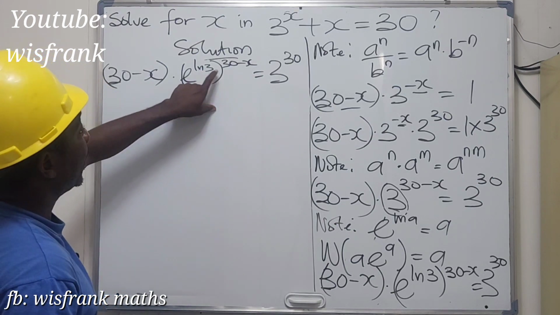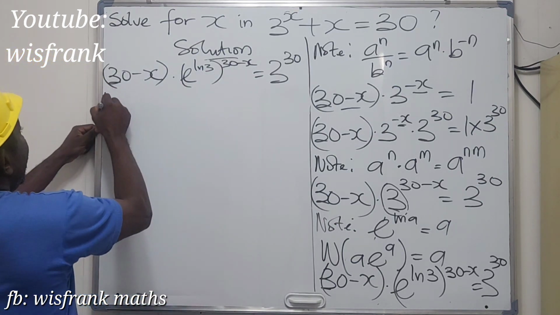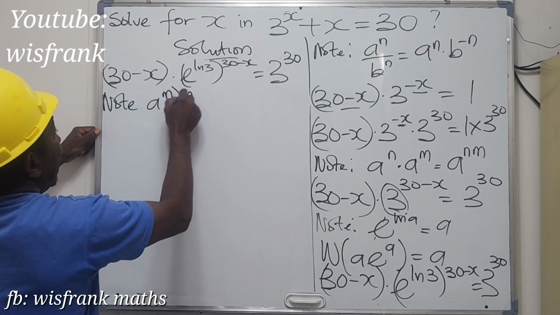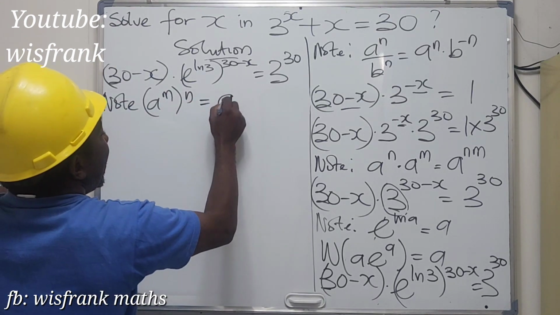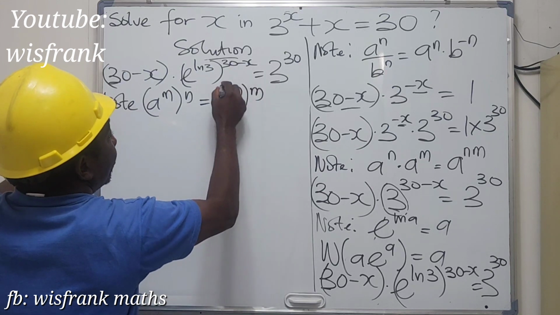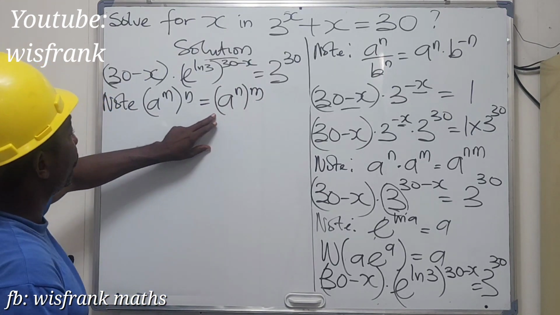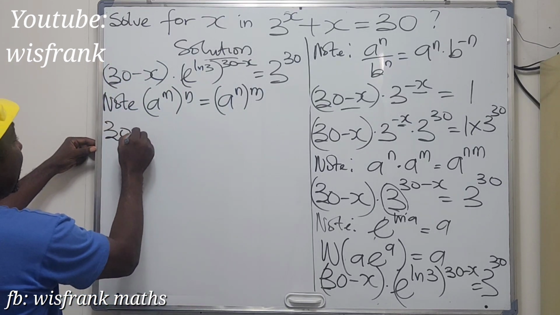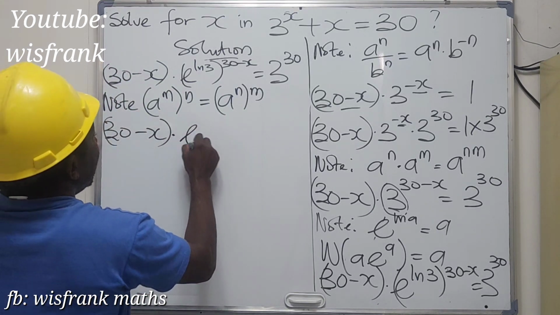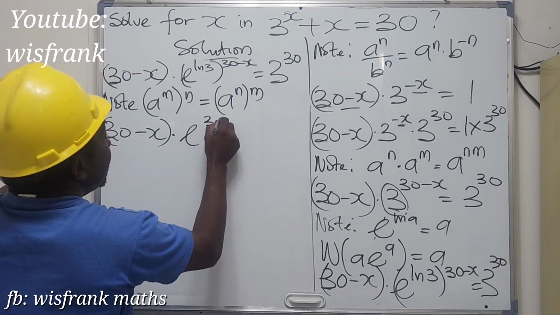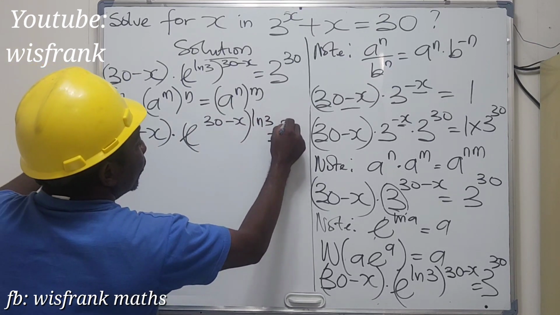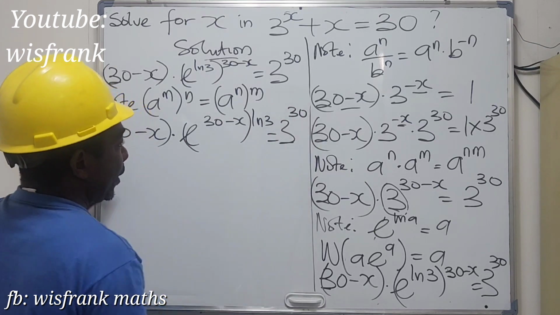So now we can interchange this, and we know that when we have a to the power of m, n is the same thing as a to the power of n, m. So we can interchange each other, so this one and this one is the same. So what we have here is 30 minus x times e to the power of 30 minus x times ln of 3 equals 3 to the power of 30.